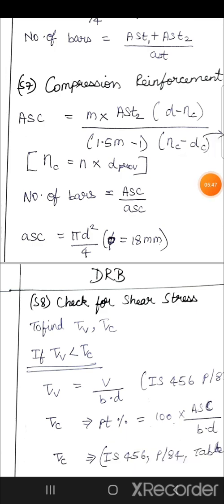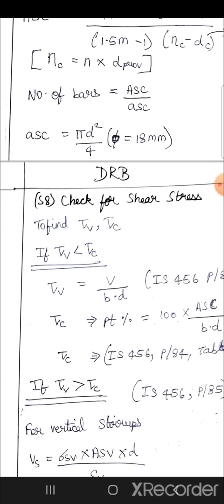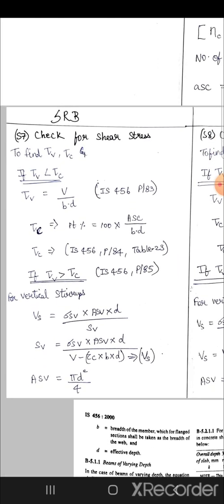So number of bars is equal to area of steel in compression reinforcement by small ASC. Small ASC formula is pi d square by 4. 18 is assumed as diameter. Next step is check for shear stress. Check for shear stress is used to find tau v and tau c values.